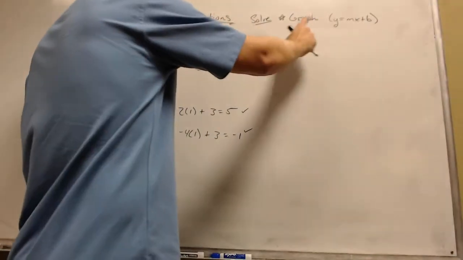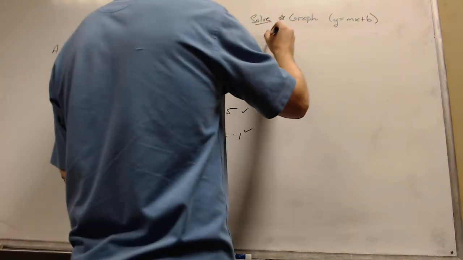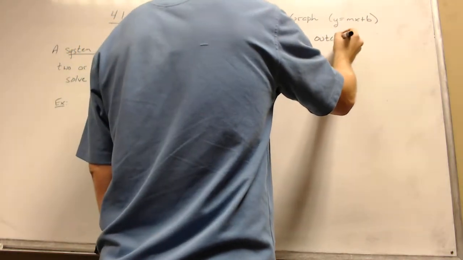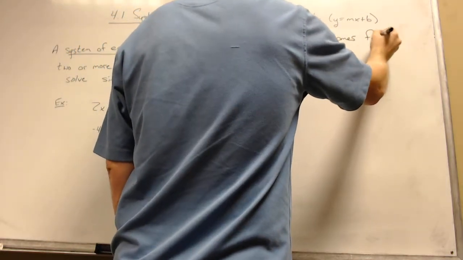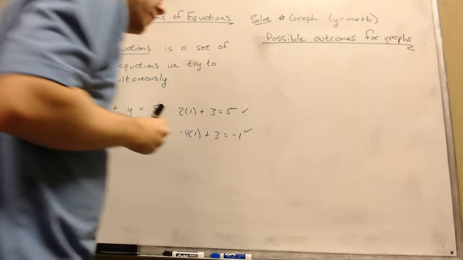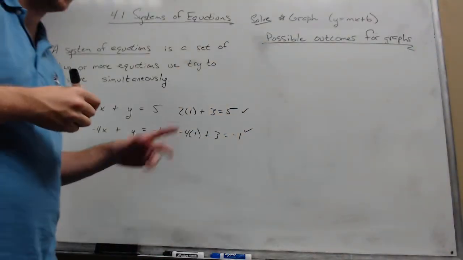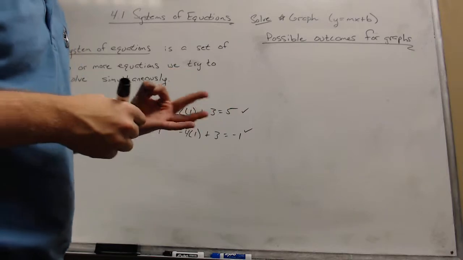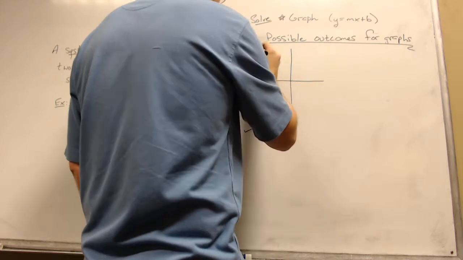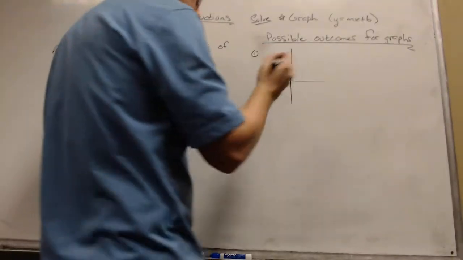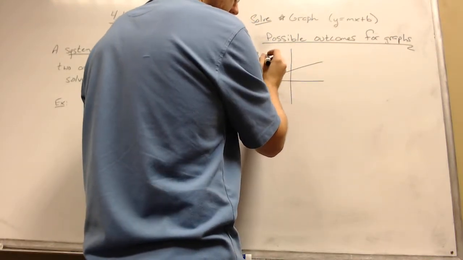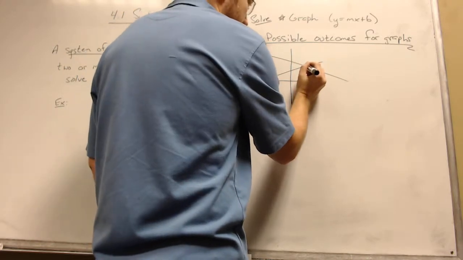So if we're going to solve and think about this graphically, possible outcomes. If I'm looking at 2 lines and I want to graph both of those lines, there's actually 3 possible outcomes that could happen. The first one, which we just saw, which is going to happen the most often, is if you just have two non-related lines, they're going to intersect at one single point.